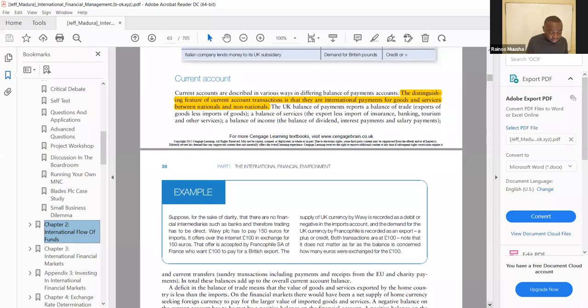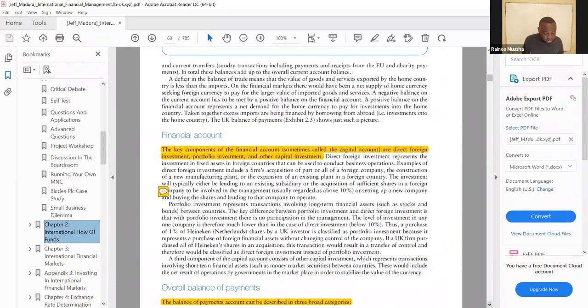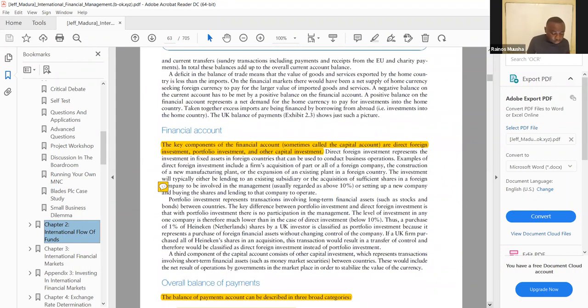So here, under the current account, if you read from the first sentence, they say current accounts are described in various ways in different balance of payments accounts. The distinguishing feature of current account transactions is that they are international payments for goods and services between nationals and non-nationals. Then the key components of the financial account, sometimes called the capital account, are direct foreign investment, portfolio investment, and other capital investments as well.